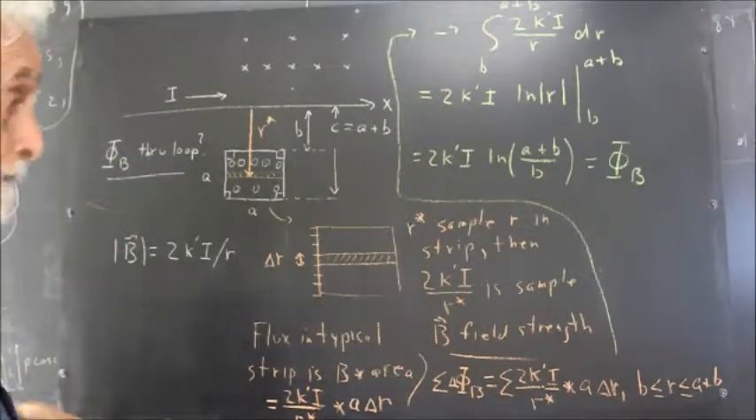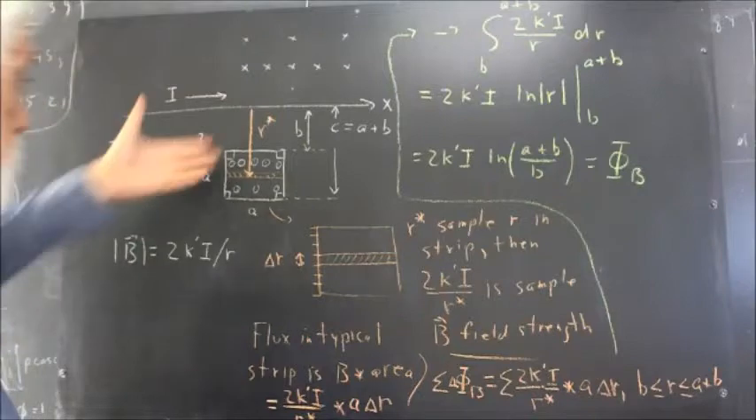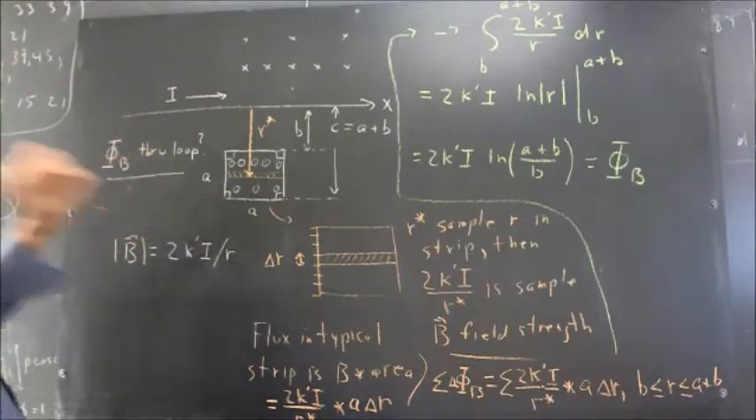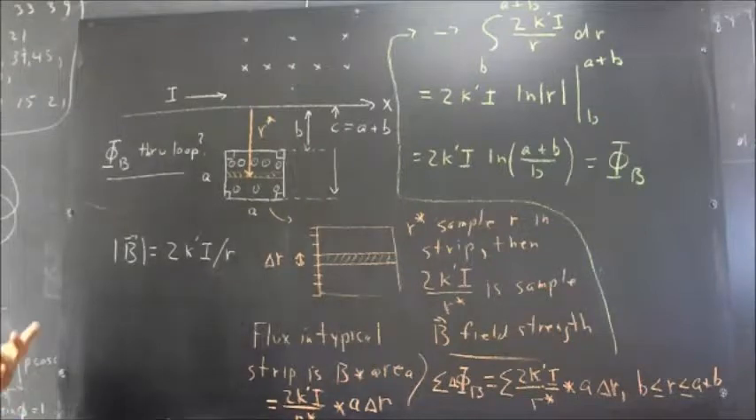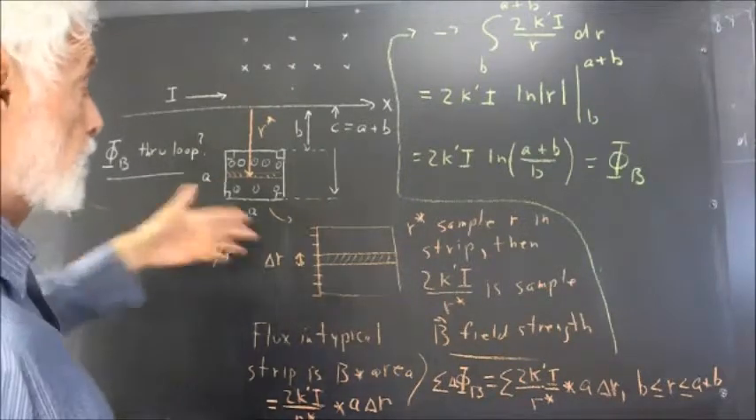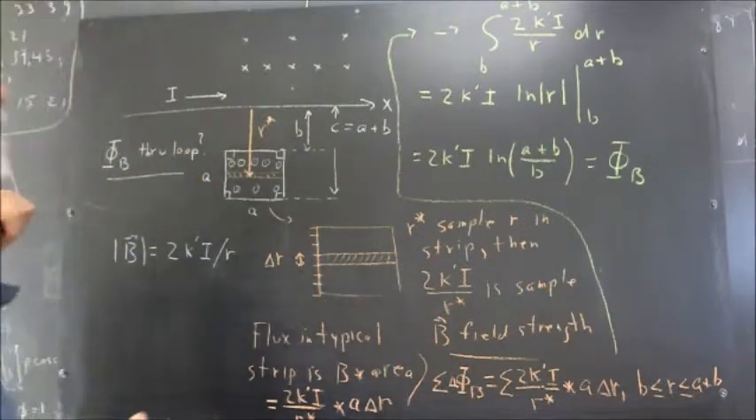First thing we want to do. Then we're going to want to do things with the loop, like pull it away and find the EMF and so forth. But right now we just want to find the flux through the loop in terms of these quantities.